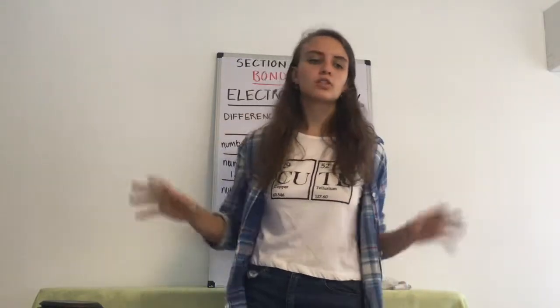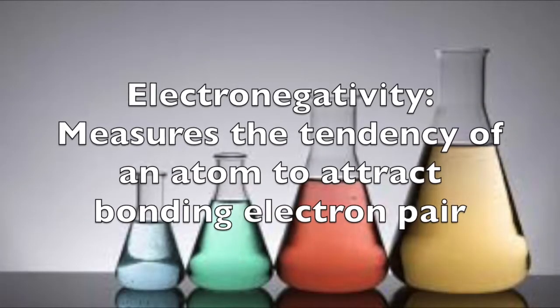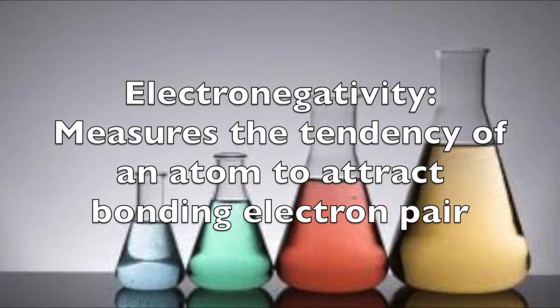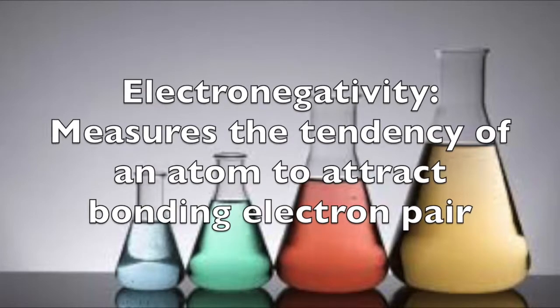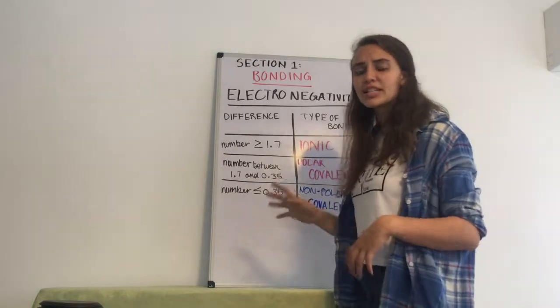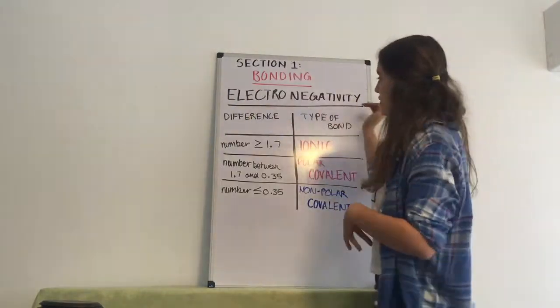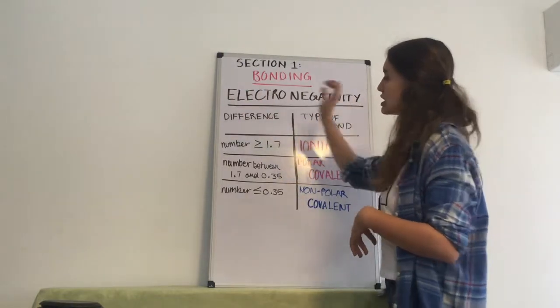Electronegativity, I just want to quickly go over this because maybe you didn't learn it yet, or you have learned it and you just need a recap. Electronegativity measures the tendency of an atom or a molecule to attract a bonding pair or an electron. This is just a chart to understand each element has its own electronegativity.